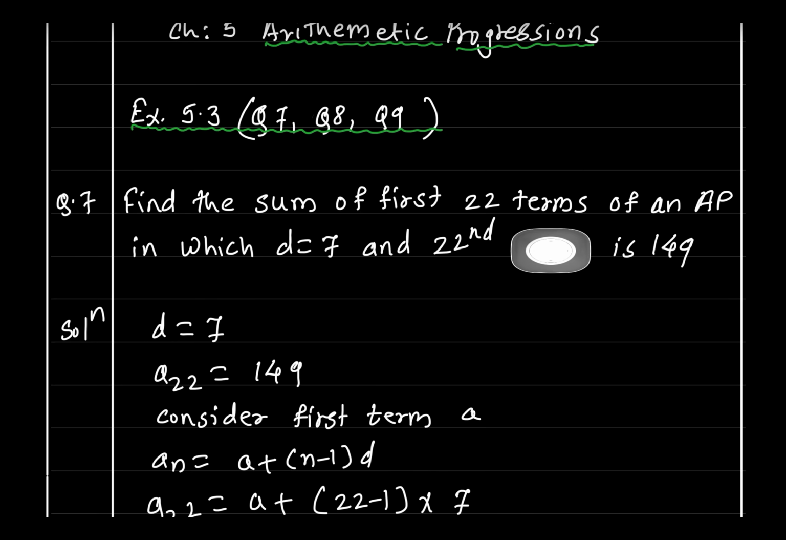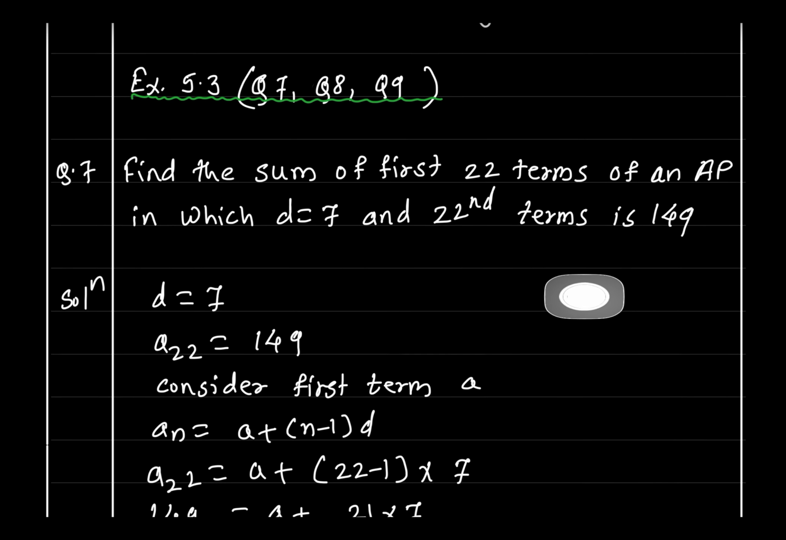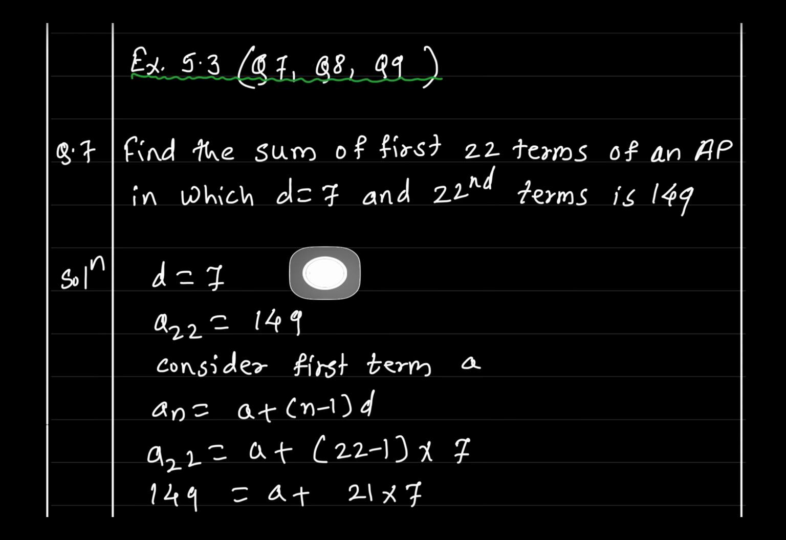Now we'll continue exercise 5.3, question number 7, 8 and 9. So question number 7: find the sum of the first 22 terms of an AP in which d equals 7 and the 22nd term is 149.